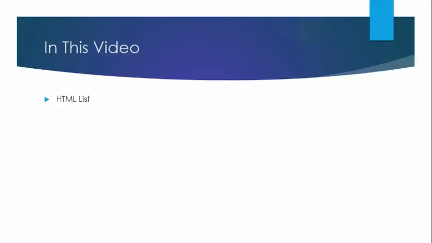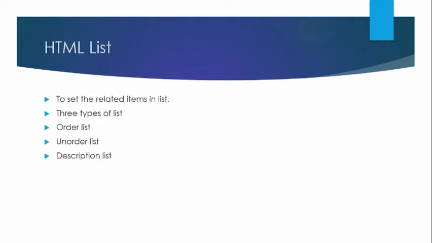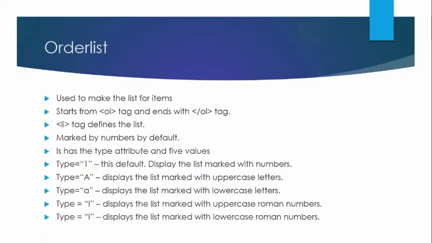Today in this video we are going to see only HTML lists. An HTML list is used to set items in a list. There are three types of lists: ordered list, unordered list, and description list. An ordered list is used to make a list of items. It starts with the OL tag and ends with the OL tag.